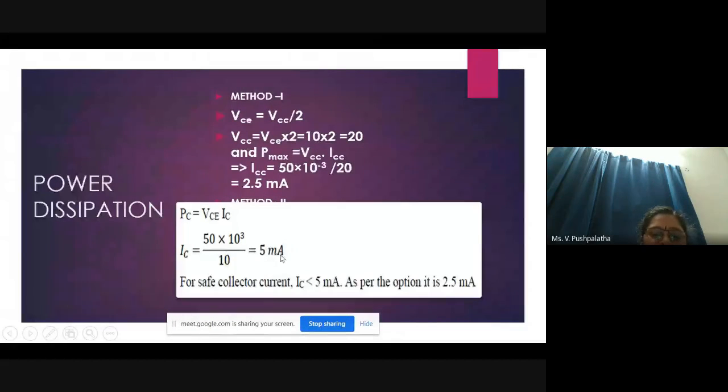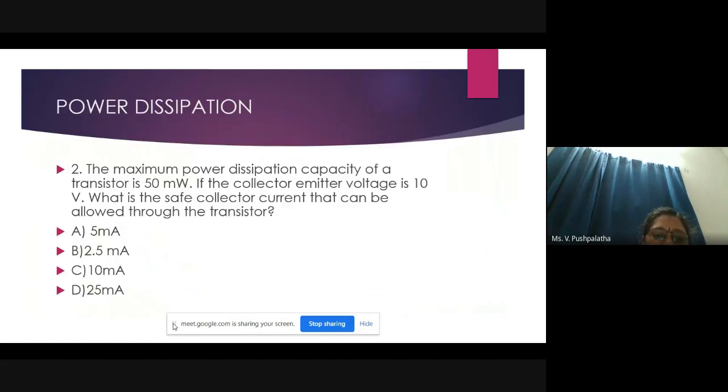So for safe collector current, your IC should always be less than 5 milliamps. For a power amplifier, IC should be less than 5 milliamps. As per the option, I can take half of it, which is 2.5 milliamps. Now, what is the answer? Your answer is going to be option B, which is 2.5 milliamps. Next, we'll go to the third question.